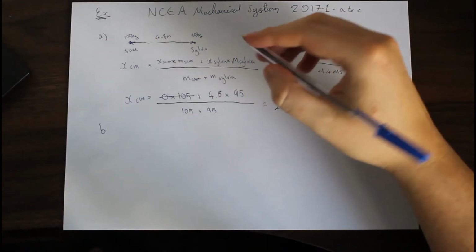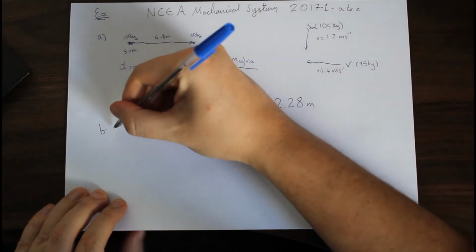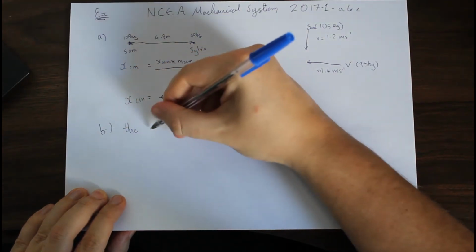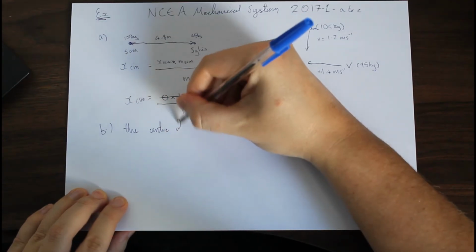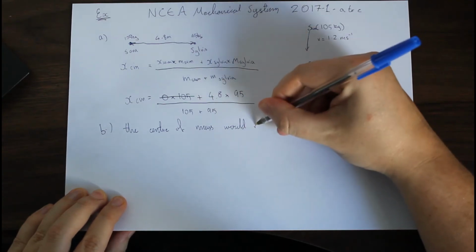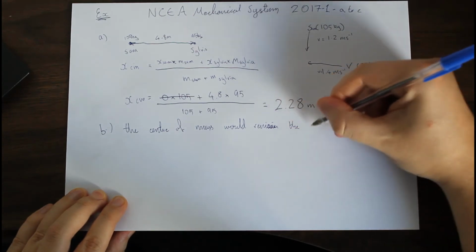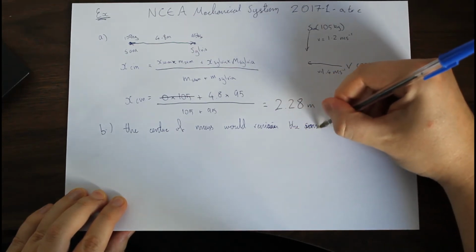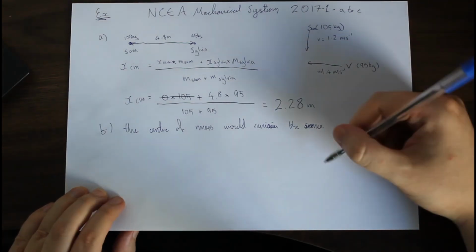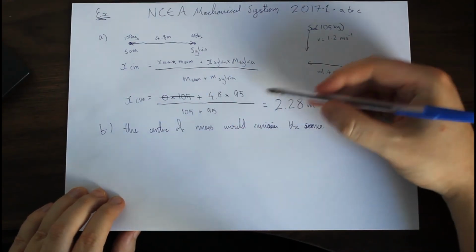So what do we say? For this one, it's pretty simple. We'll just say it stays the same. It says describe what happens to the center of mass. Say the center of mass would remain the same, because no external forces are acting upon them. You can put that in. The justification can be no external forces, or it's a closed system.